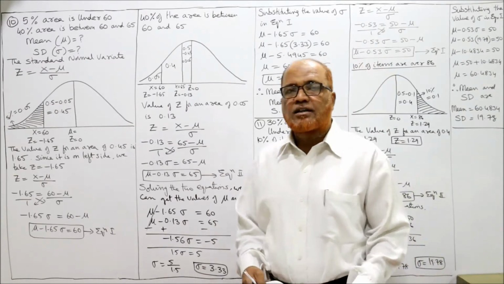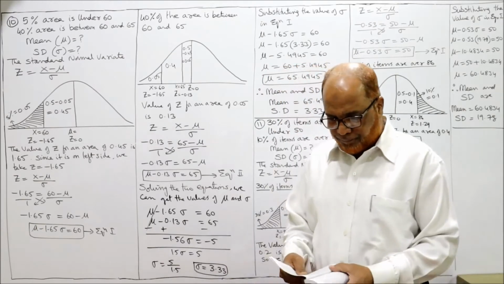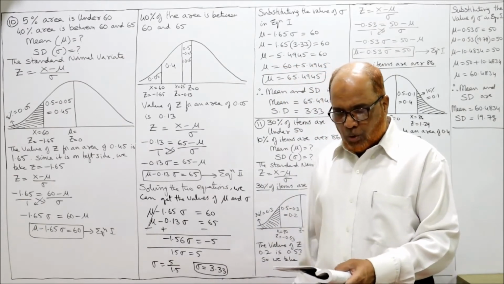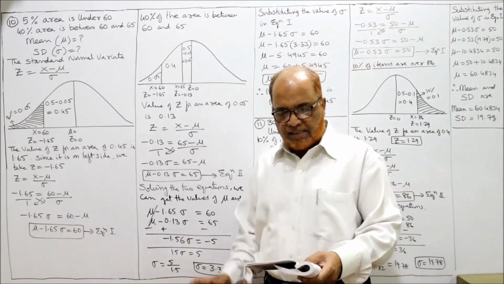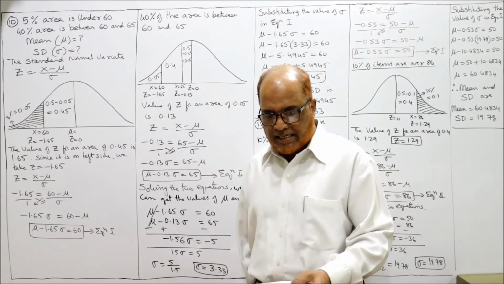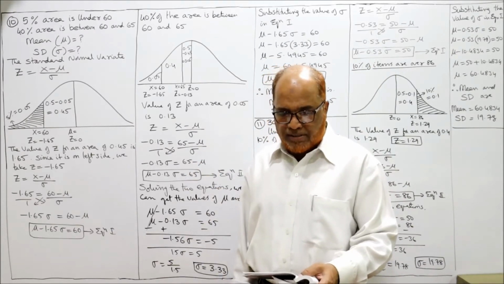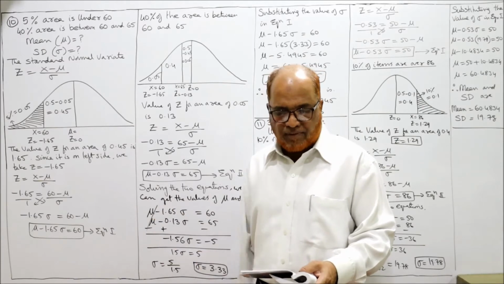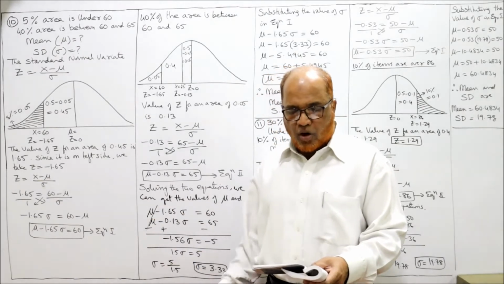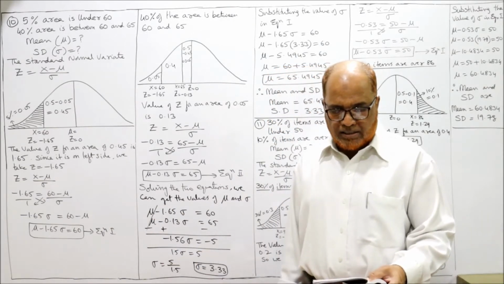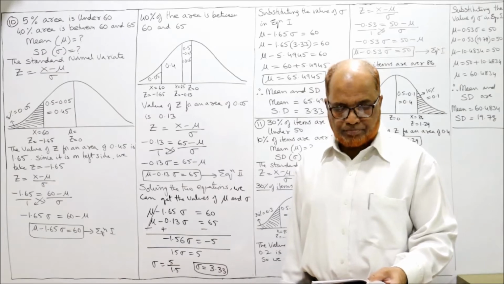Okay, now we'll start problem number 10. Of a large group of men, 5% are under 60 inches in height and 40% are between 60 and 65 inches. Assuming a normal distribution, find the mean height and standard deviation.